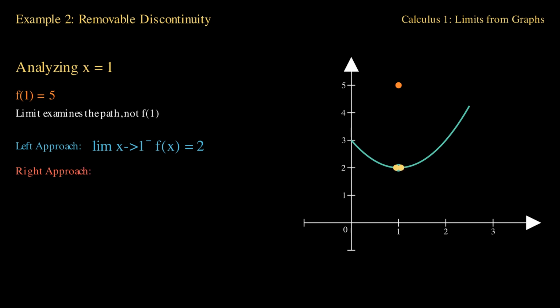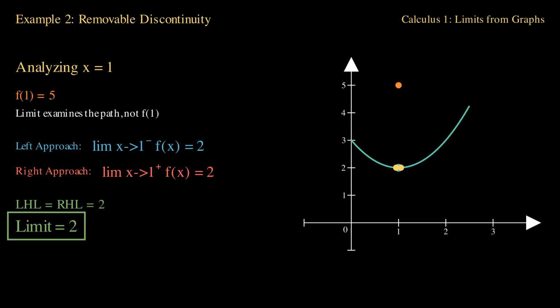Because both the left-sided approach and the right-sided approach agree perfectly and point to a y value of 2, we conclude mathematically that the two-sided limit exists and is exactly equal to 2. The function is defined at 5, but its limit is 2. This example reinforces the core principle of calculus. The limit evaluates the trend, not the isolated point value.